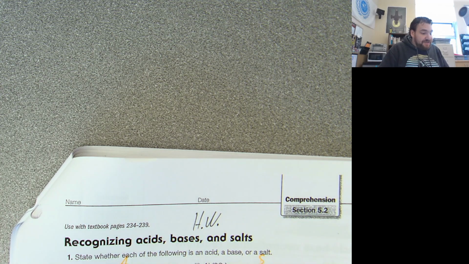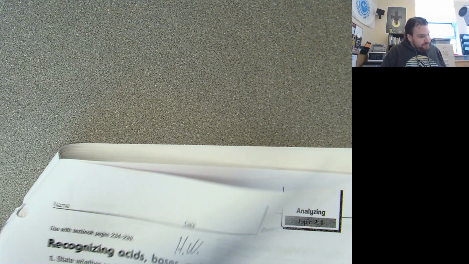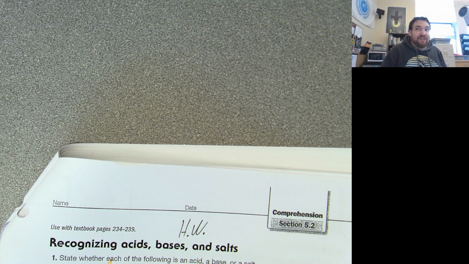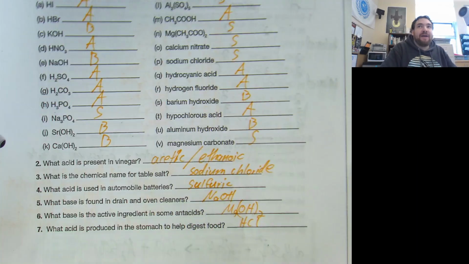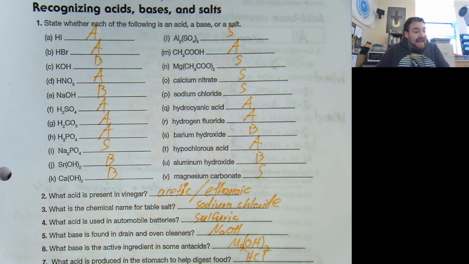Yesterday we looked at salts. I gave you a set of questions, one page, two sides, as homework I wanted you to take a look at. Here are the answers to them. The front page looks like this. You're identifying acids, bases, and salts.